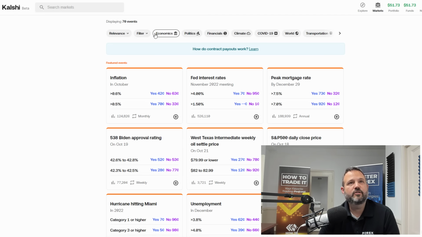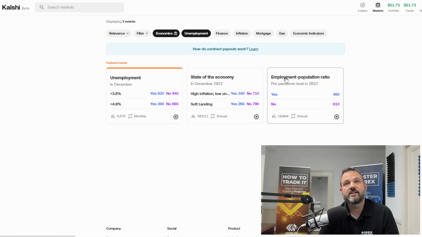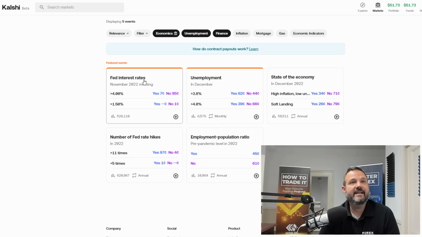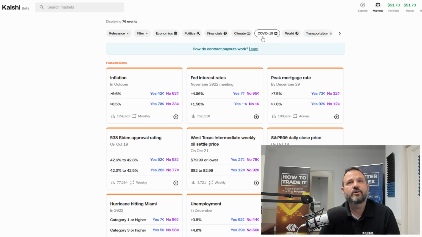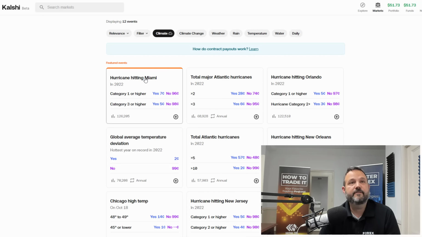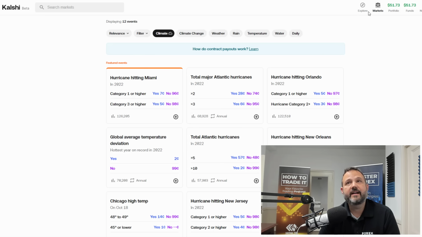And so if you look, we can do economics. And so that would be inflation, interest rates, mortgage rates. You can take a look at unemployment, state of the economy, employment population ratio, finance, Fed rate hikes, yes or no, state of the economy, things like that. We can also take a look at climate, different climate situations, yes or no, and these are all tradable events. But since I am into the finance, I am going to stick with finance. So let's pull that up. We're going to go back.